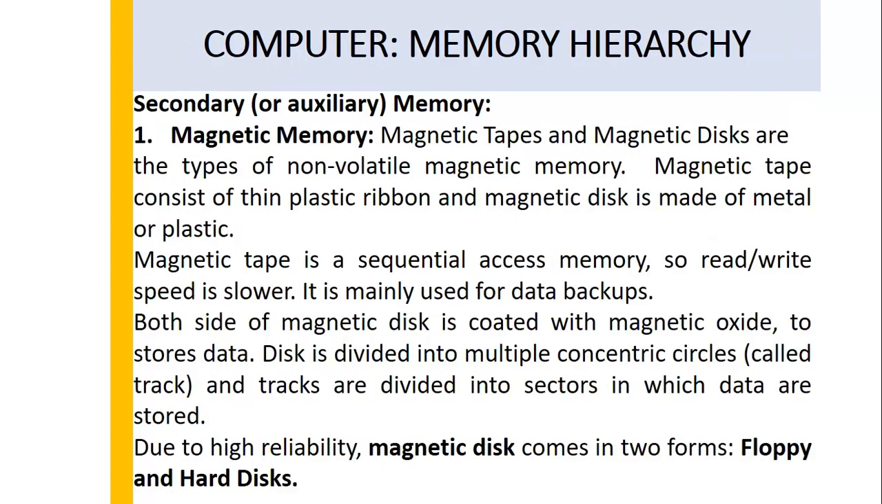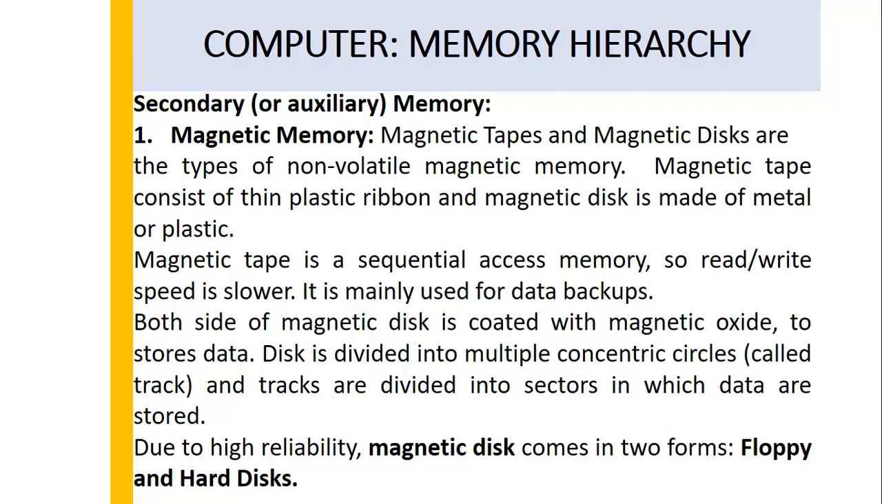First is magnetic memory. It means tape or disk are non-volatile types of magnetic memories. Magnetic tape consists of thin plastic ribbon, and magnetic disk consists of maybe a plastic or a metal. The magnetic tape is a sequential access memory, so read-write speed is slower. It goes with the sequence. It cannot jump from one instruction to the 15th instruction, so it's a bit slow. It's mainly used for data backups only.